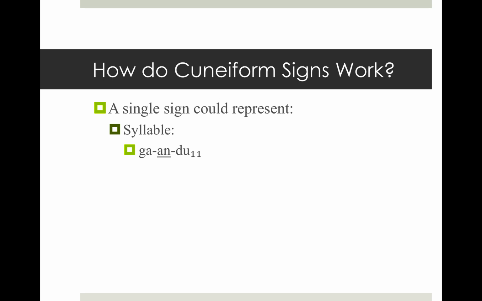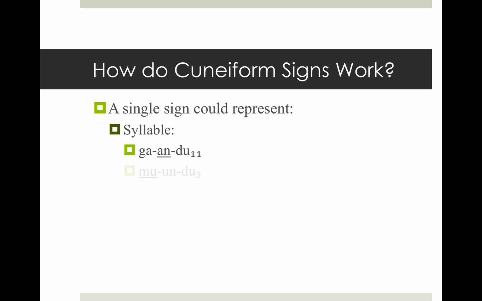So that same sign that we saw in the last slide, the an sign, if you see an, it can represent the word for sky or for heaven. It can also be the syllable an in this verbal chain. I'll explain what that means in probably not the next lesson, but it doesn't matter here. You can see that it's part of a string of signs. It doesn't mean heaven here. It's just the syllable an.